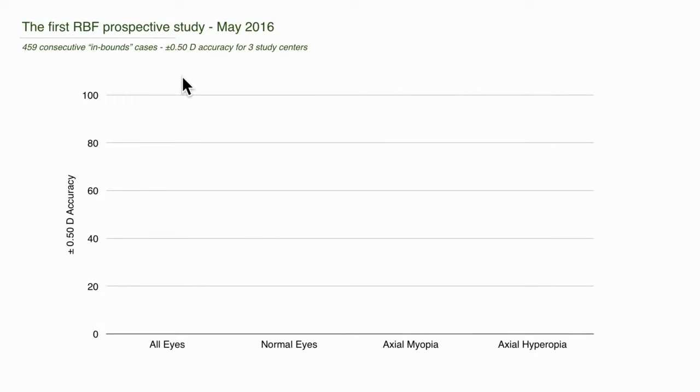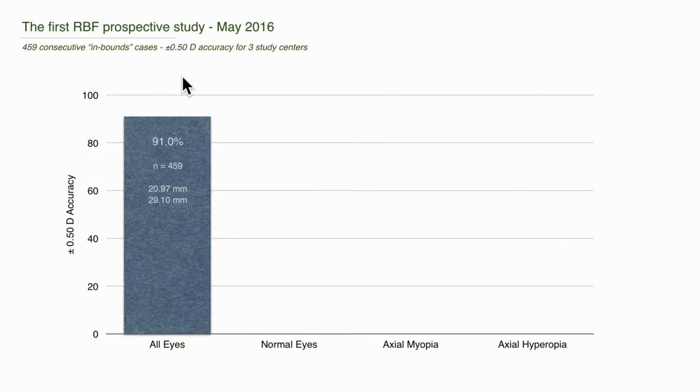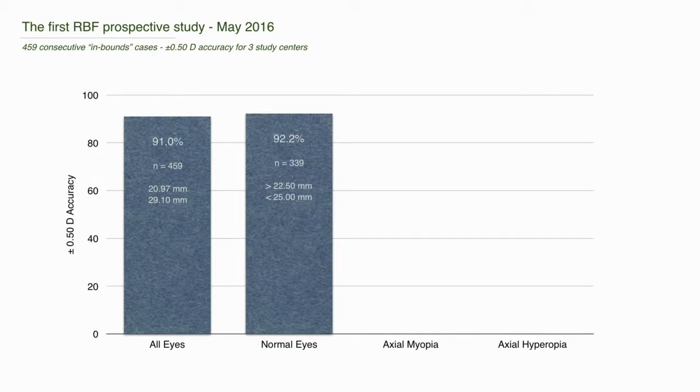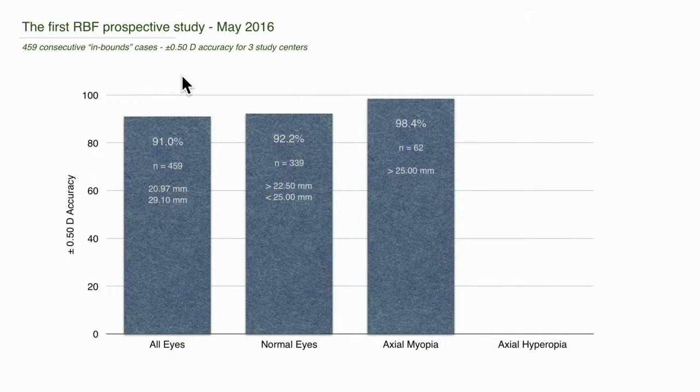If we look at the first Hill RBF study from 2016, we can see that all surgeons, if they follow the assumptions I previously gave you, can get 91% of patients within a half a diopter of refractive accuracy. This is a little bit better with normal eyes. It's a lot better with myopic eyes.